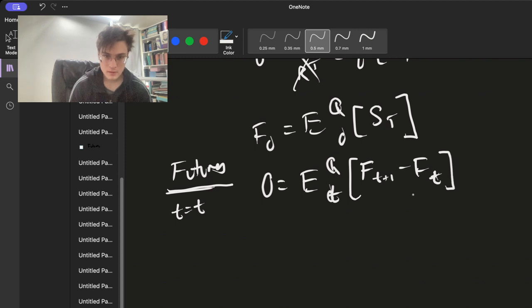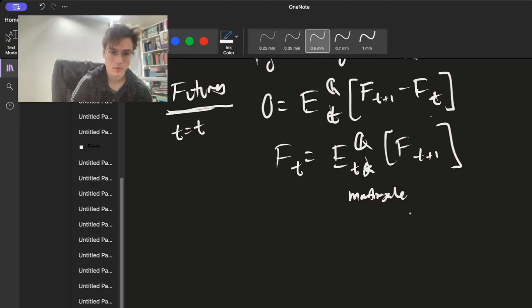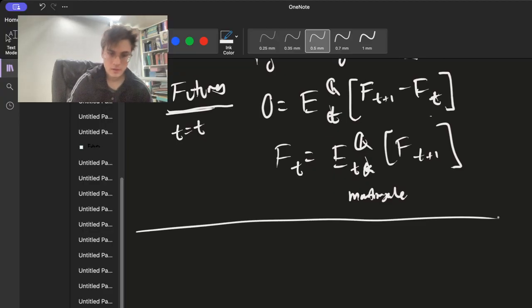Now f(t) is a random variable at time t, so we can take it out of the expectation. We end up with f(t) being the expected value, according to the risk neutral probability at time t, of f(t+1), which implies that f(t) is a martingale, and we're not going to use that right now.